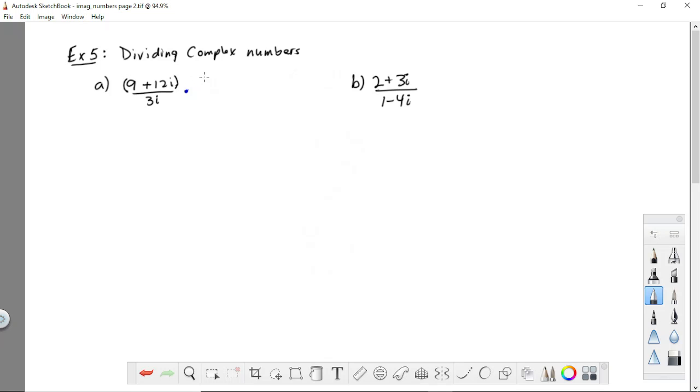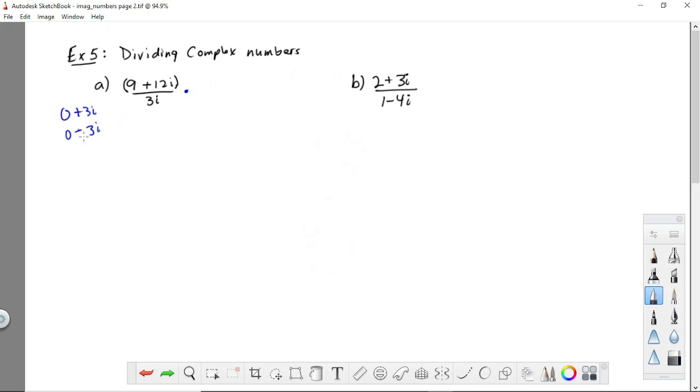Okay, so what we have on the denominator is actually 0 plus 3i. I'm going to write this over here. 0 plus 3i. So the conjugate of that is 0 minus 3i. And we'll see why in a moment. But just for now, trust me on that. So this in the denominator is actually 0 plus 3i.